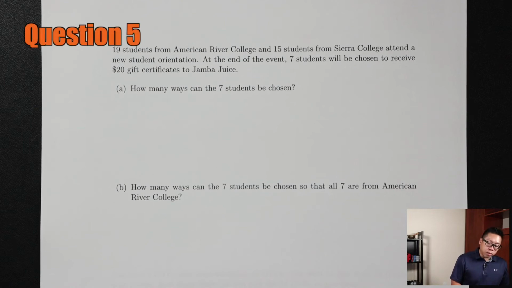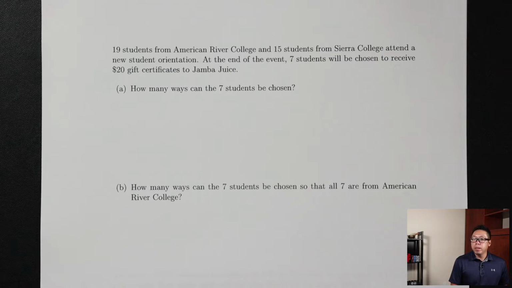19 students from American River College and 15 students from Sierra College attend a new student orientation. At the end of the event, 7 students will be chosen to receive $20 gift certificates to Jamba Juice. Part A, how many ways can the 7 students be chosen?